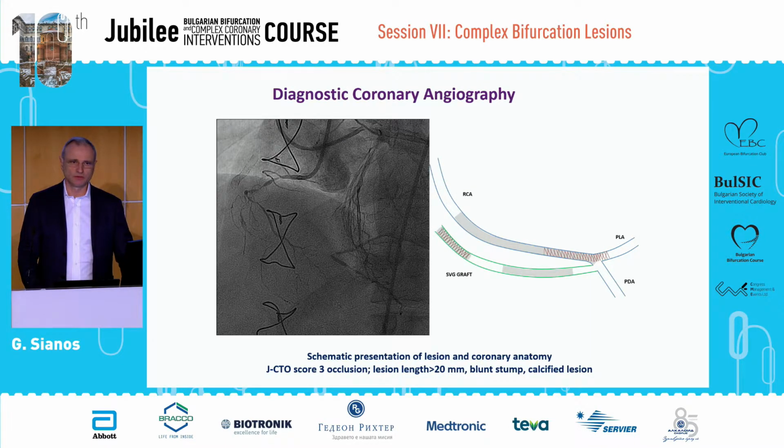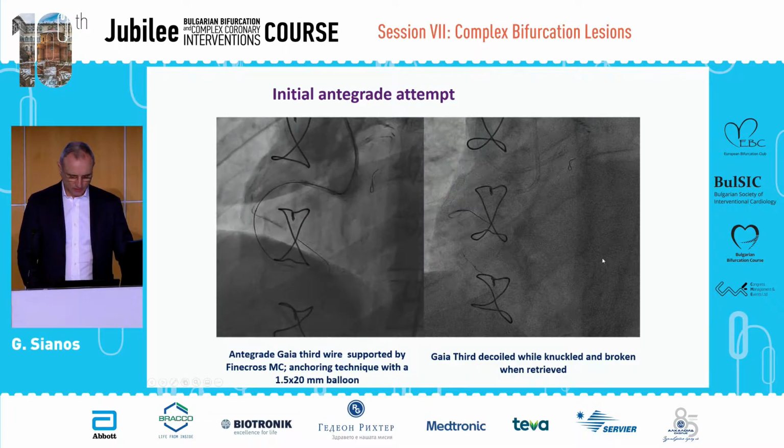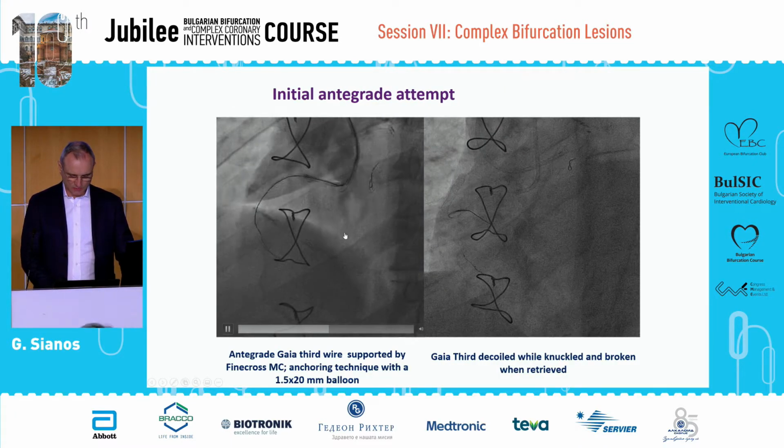That you have an occluded bifurcation, and on top of it you have an old stent. So here you can assess the anatomy of the vein graft, again as in the previous case. You again have a CTO, and the stent is sitting on top of the CTO. So antegrade access was achieved here.